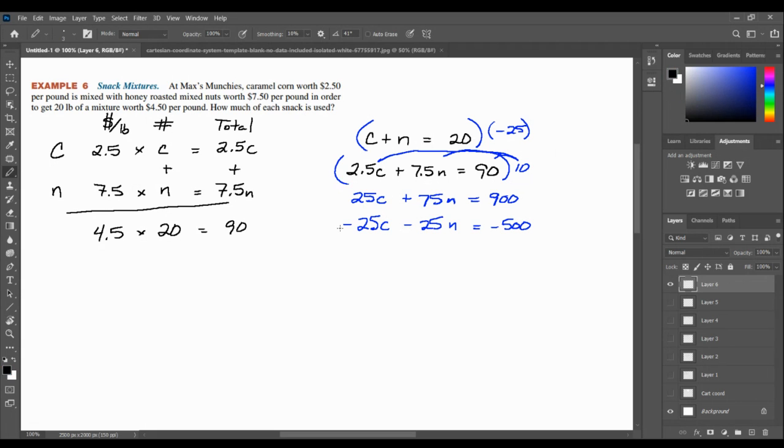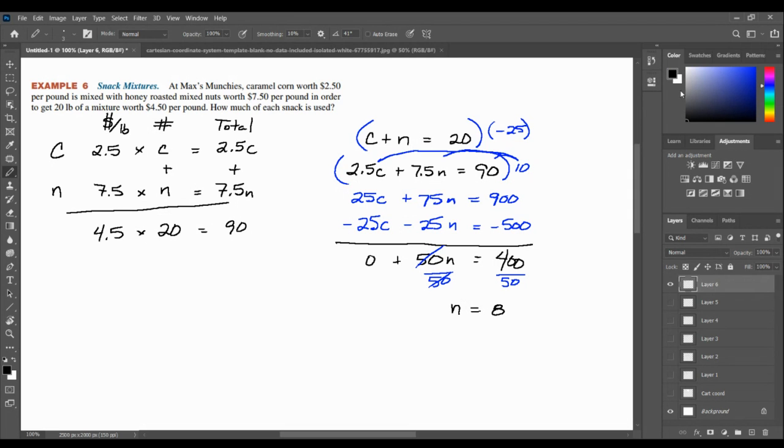And now I can just add those two together. 25 plus negative 25 is 0. 75 plus negative 25 is 50. 900 plus negative 500 is 400. I can divide both sides by 50. And N would equal 8.